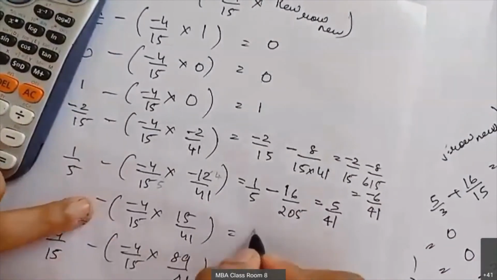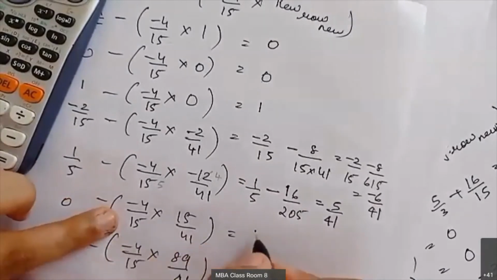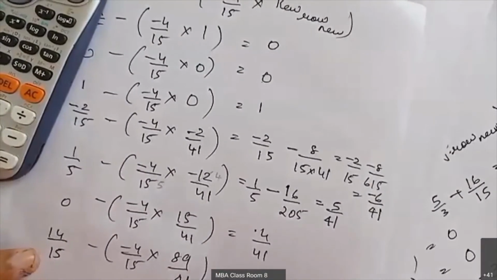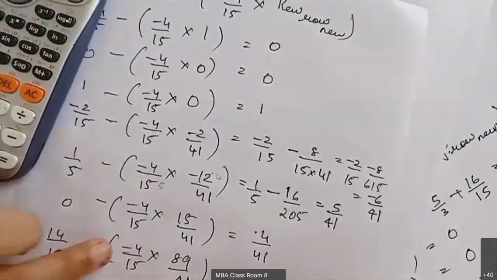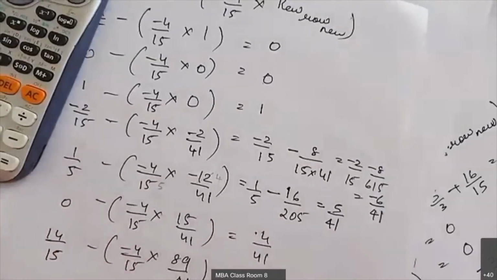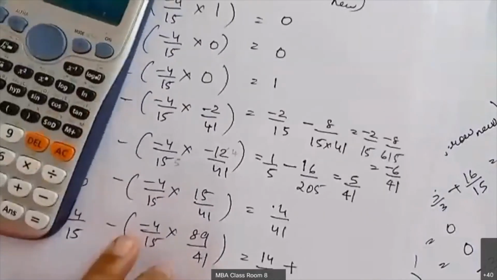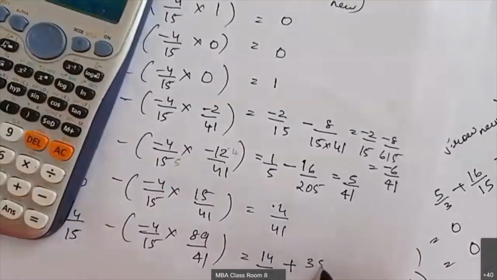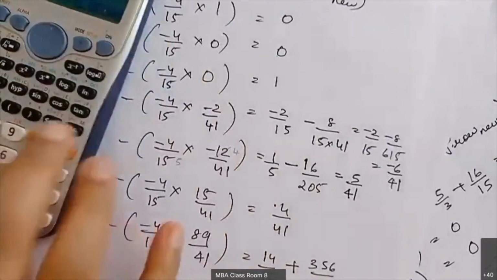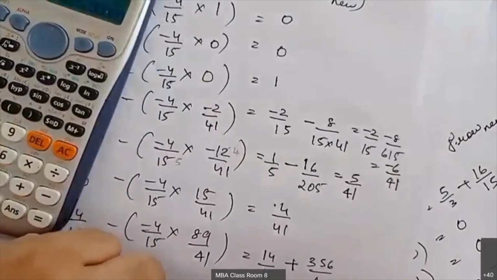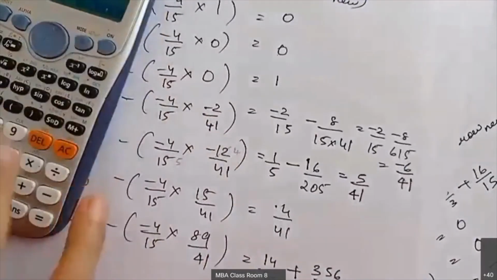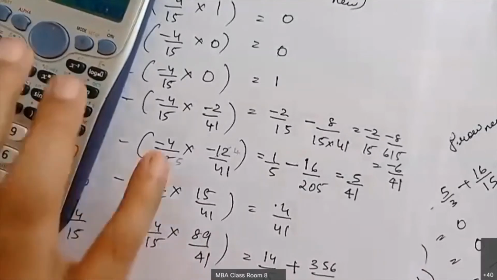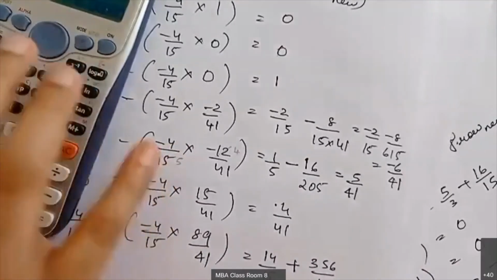Here minus into minus plus. 5 and 15 and 15 you cancel it. 4 divided by 41. Over here you have 14 divided by 15. Minus into minus will become plus. Then this value you can do it on the calculator. 89 into 4 is 356 divided by 41 into 50, 615, which is equal to 14 divided by 15 plus 356 divided by 615.